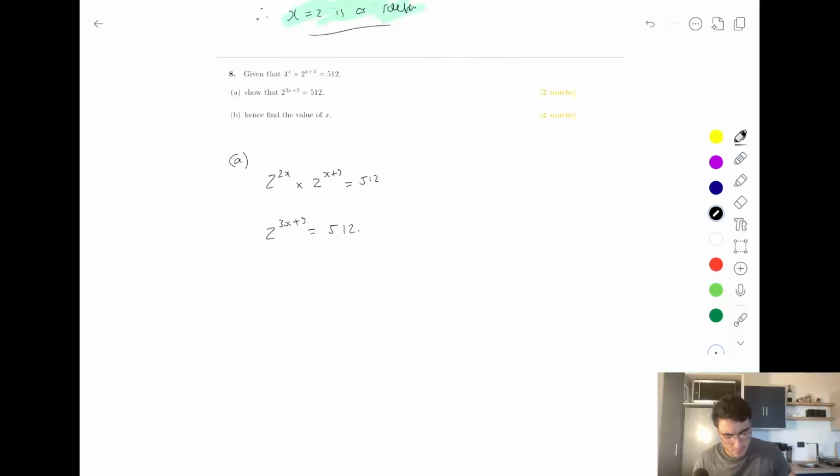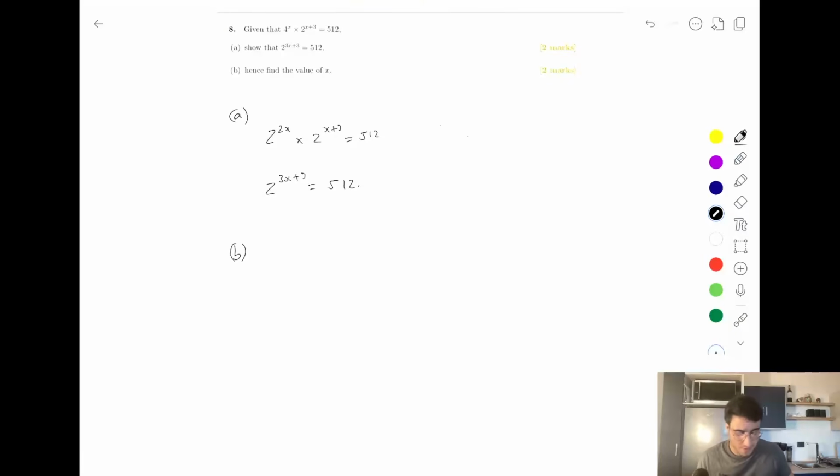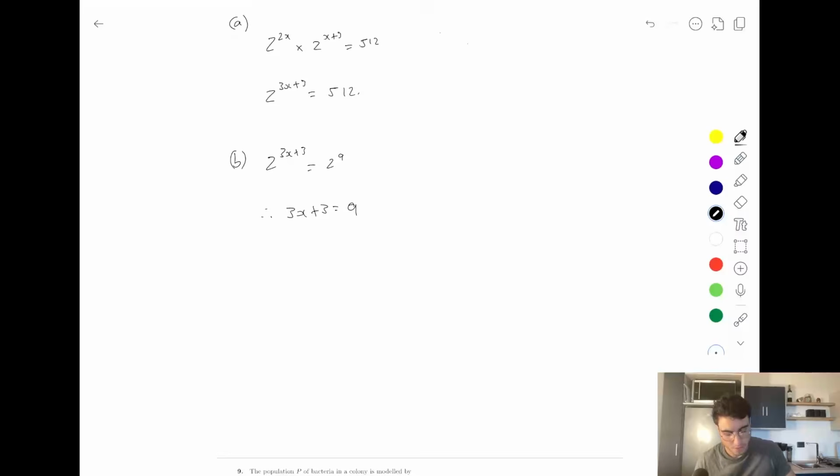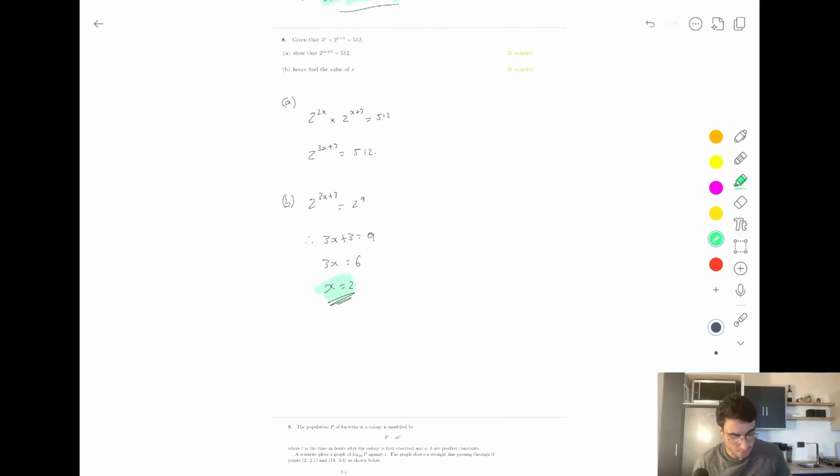And now for part b, to find the value of x, we need to break 512 down. What do we know? Well, we know 512 is equal to 2 to the 9, which means that 3x plus 3 is equal to 9, which means that 3x is going to equal 6, which means x is equal to 2. That's the final answer there.